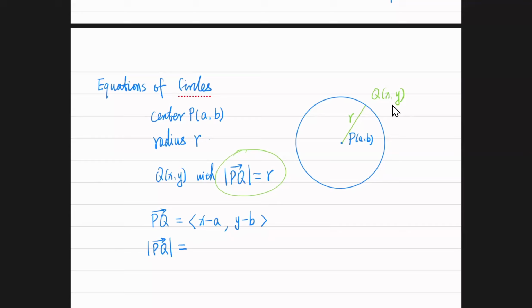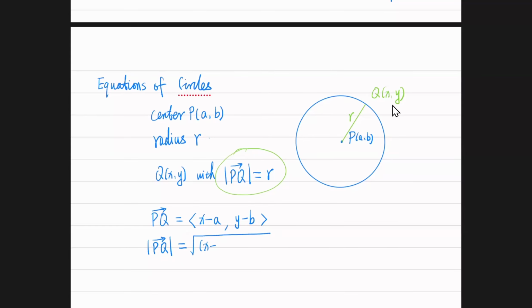Okay, Amy, what's the norm of this vector? To find the norm, I think you do the square root of x squared plus a squared, and then minus a squared, and then plus the square of y minus b. Okay, so this equals R.